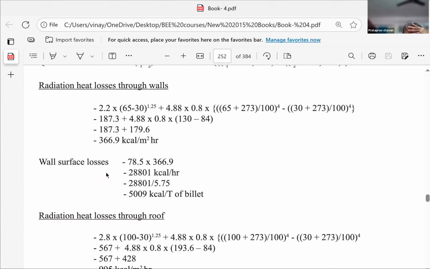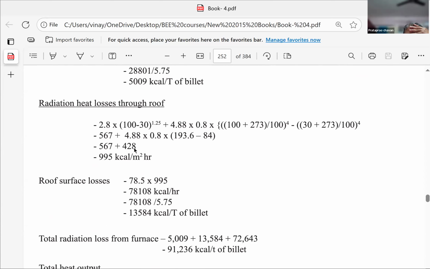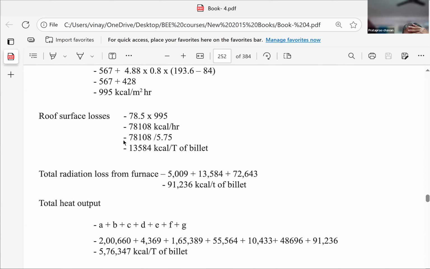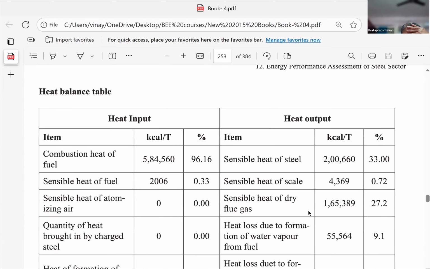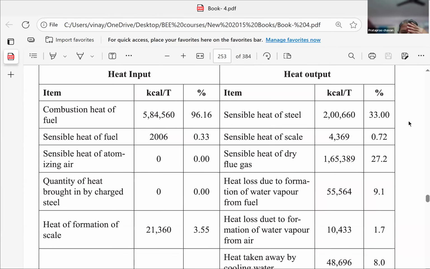Then wall surface losses, then radiation losses, radiation heat loss through the roof of the furnace. It's also given. Roof furnace surface losses are so much. Total radiation loss from the furnace is so much. Total heat output is the addition of all these figures. And then he has tabulated the heat balance. This gives you the different heat balances which you have to calculate.